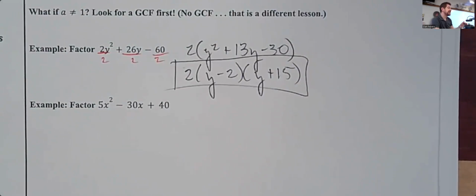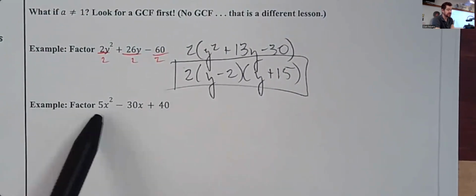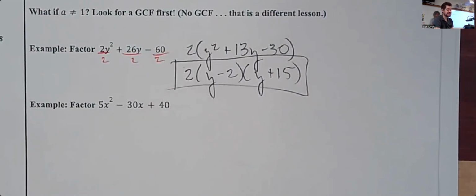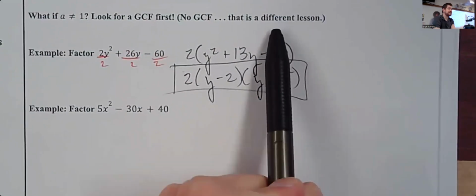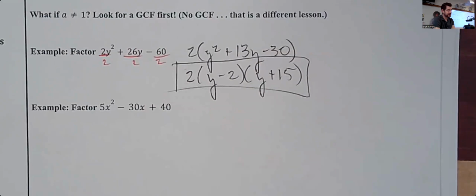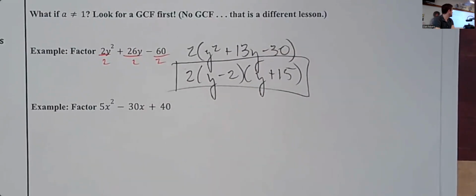Now, if there isn't a GCF of all 3 of them, or if you factor out a GCF, but there's still a lead coefficient in front of the x squared term, if there's still a value of a other than 1, even after you factor out a GCF, that's going to be a different lesson. That'll be tomorrow's lesson. Let's do number 5 real quick. Actually, do number 5 on your own. How about that? Solve number 5 on your own, and then that'll be it for today's lesson.